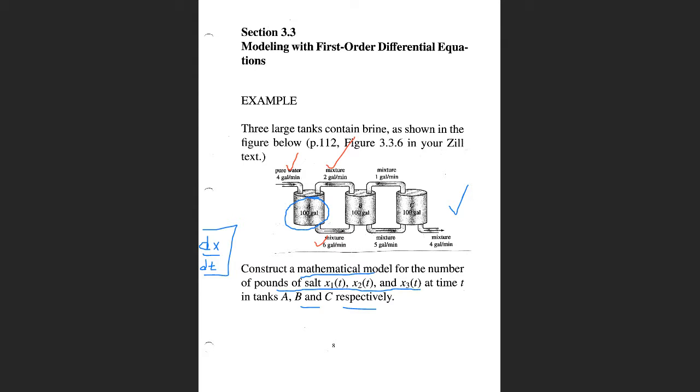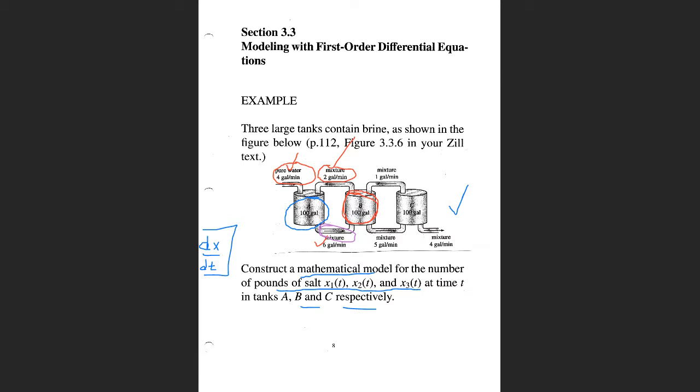So you've got pure water coming in at 4 gallons per minute. You've got a brine solution coming in at 2 gallons per minute, and that mixture is coming from tank B, so X2 will be involved for that mixture. And then the outgoing mixture, 6 gallons per minute, is coming from tank A, so X1 will be involved for the concentration there.